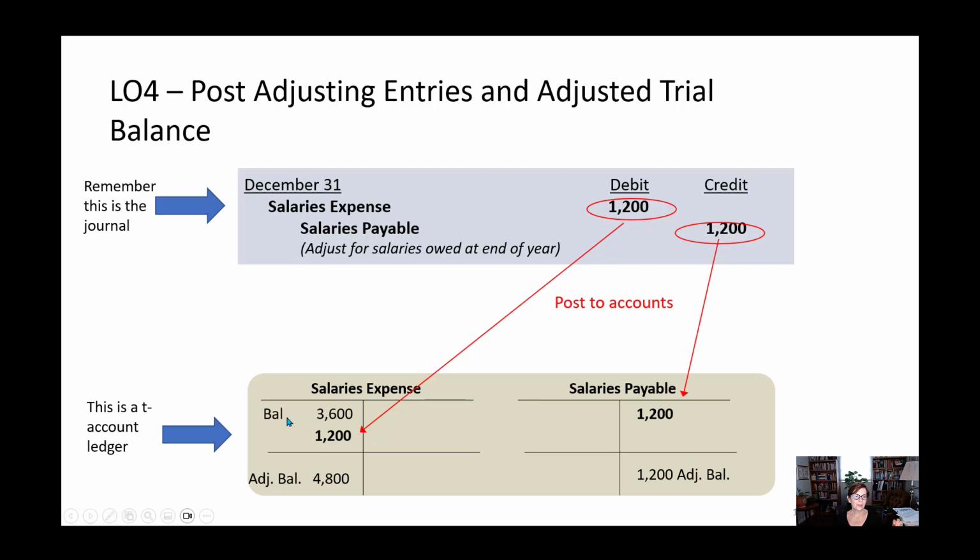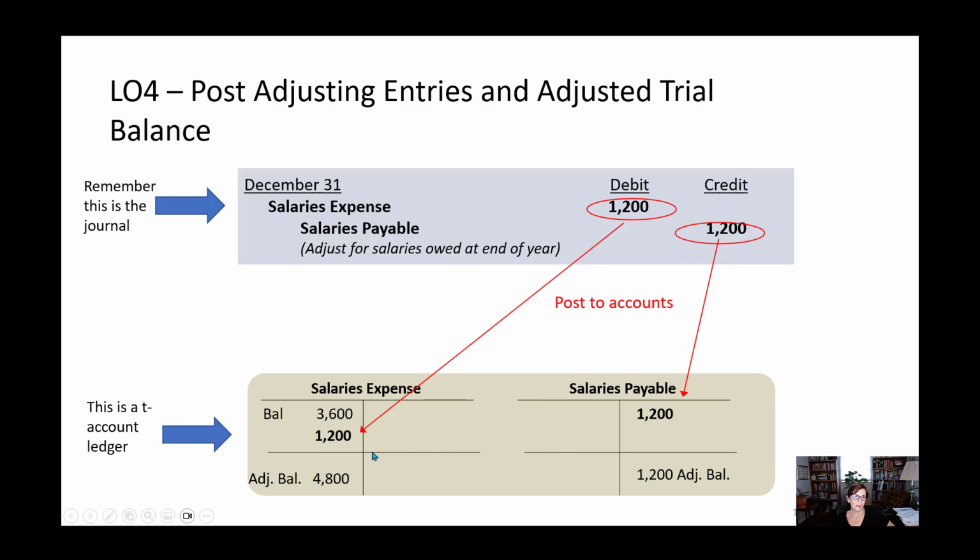Now, let's look here. So what happened? Well, this company had $3,600 in salaries already that they recorded during the period. But now at the end, they're putting in this adjustment. So they're adding, and of course this gets posted, right? We're posting this here. The debit becomes a debit, the credit becomes a credit. And now this company has salaries expense for the period of $4,800 because they had already paid their employees $3,600 and now they owe them another $1,200.